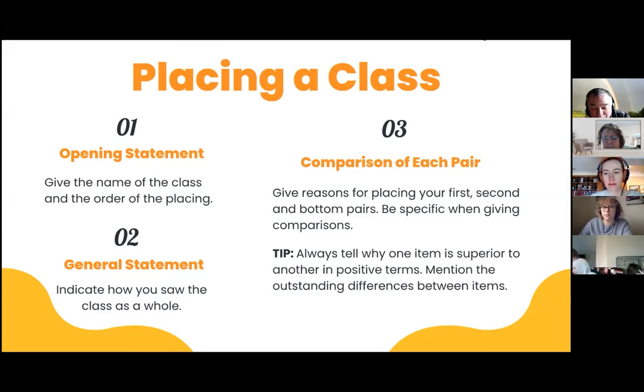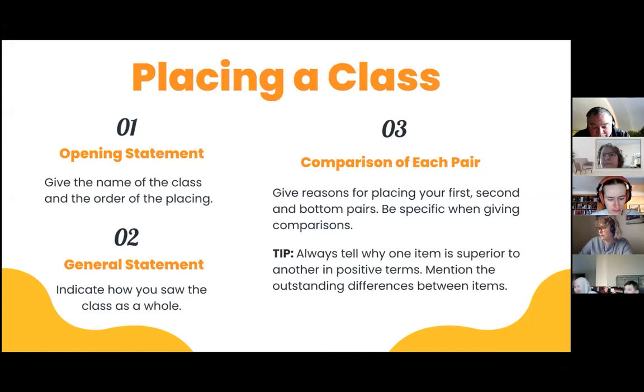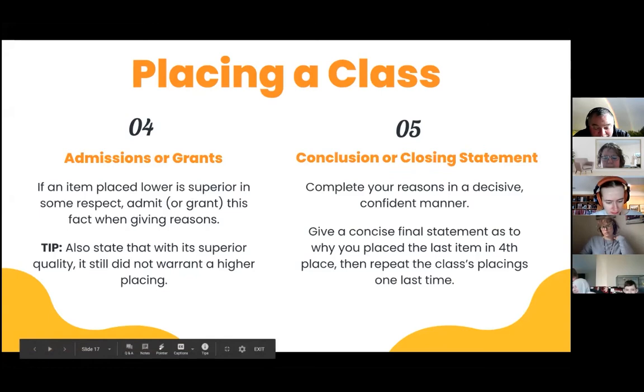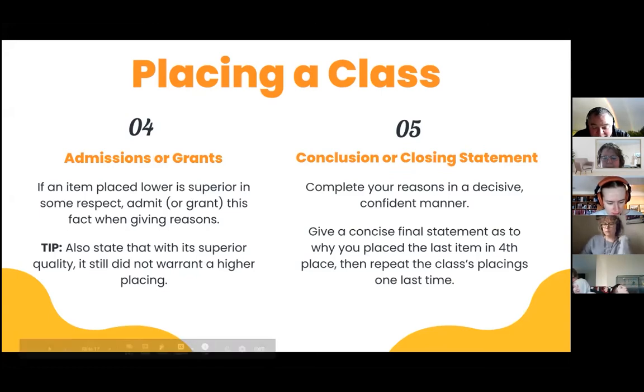Be specific when you are making your comparisons. Once again, always explain why one item is superior to the next in positive or complimentary terms. Once you have finished comparing your pairs, you should say a bit about the fourth placed item. Once again, try to give the reasons for the item placing in the most complimentary way possible. So you can say that, for mucking out the stalls, the fashion boot is a beautiful boot and everything, but it just wasn't meant to be mucking out stalls in.